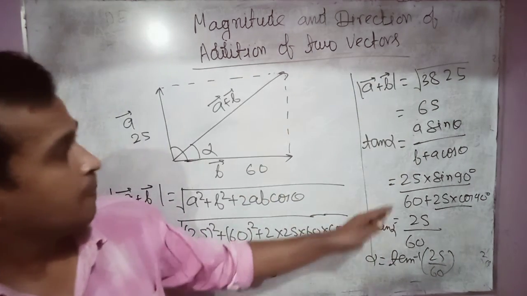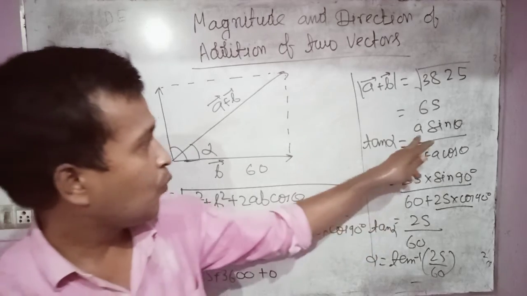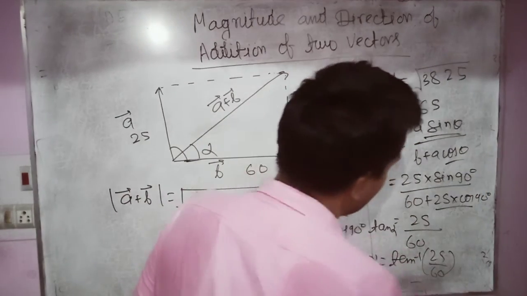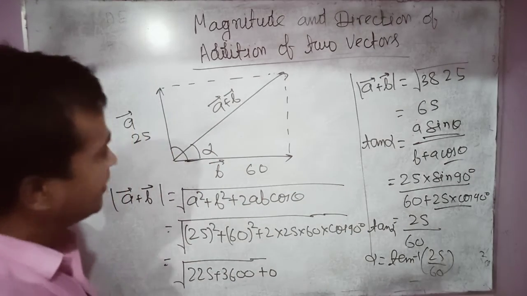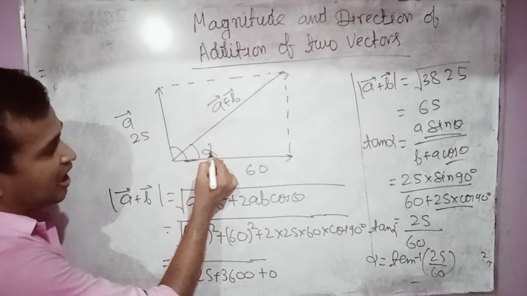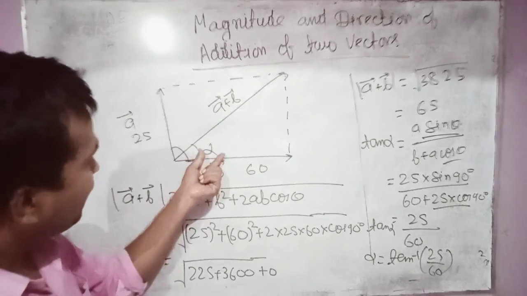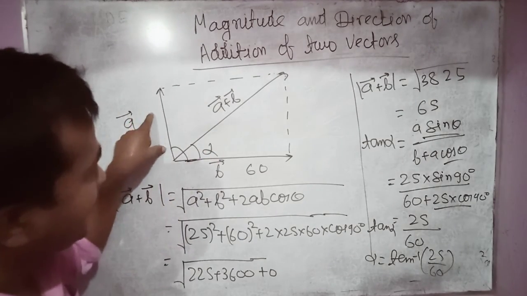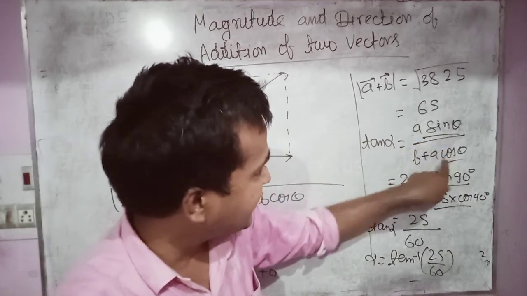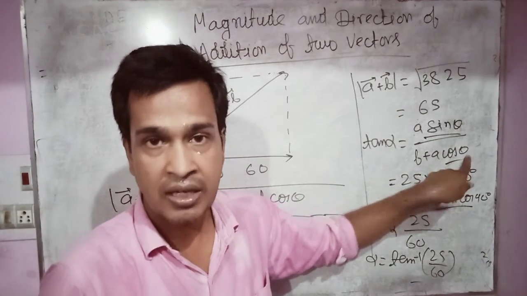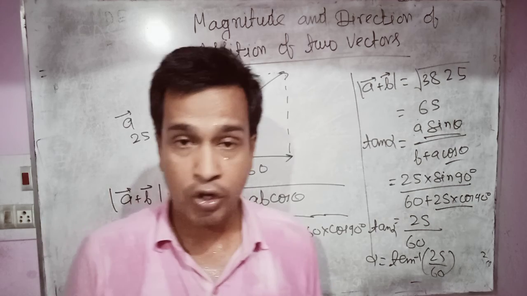So we found both the magnitude and direction. One thing we have to remember is that sin theta and cos theta are written with the vector with which the angle alpha is not formed. Here the angle alpha is not formed with vector A, so we have written A sin theta and A cos theta. This point we should remember always. So that's all for today. Thank you very much.